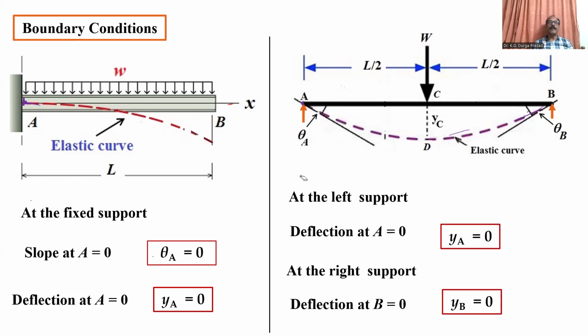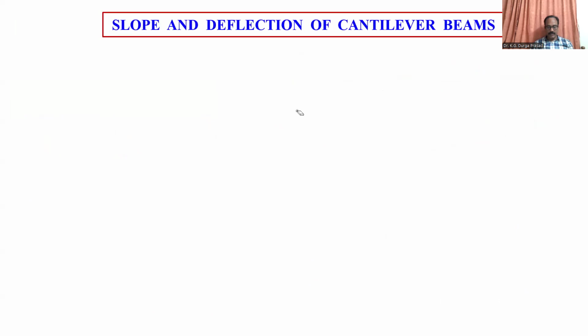Now, slope and deflection of cantilever beams. There are different methods. In this lecture, we will focus on two methods: one is the double integration method, another one is the moment area method.